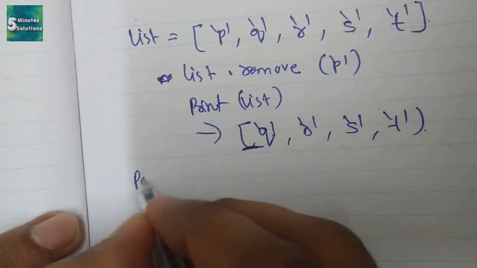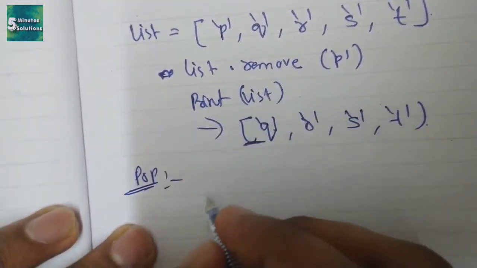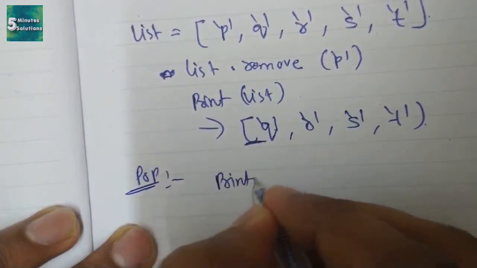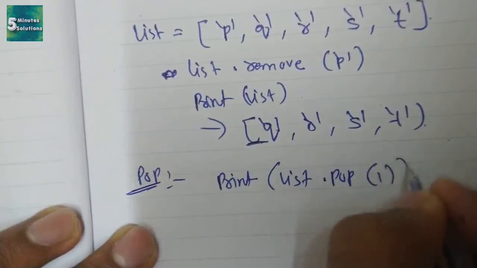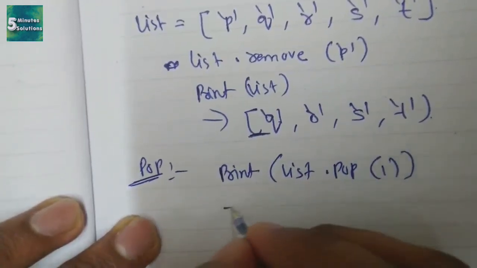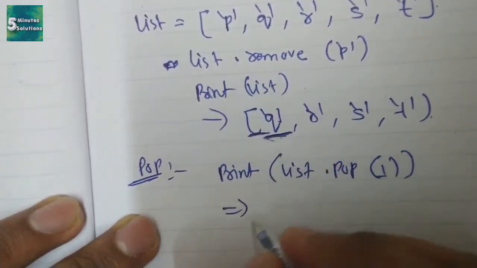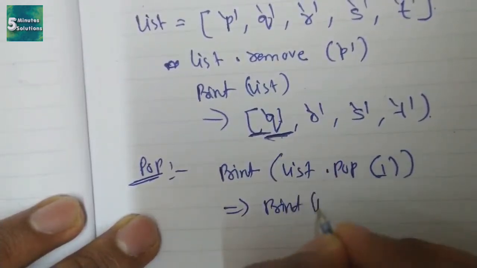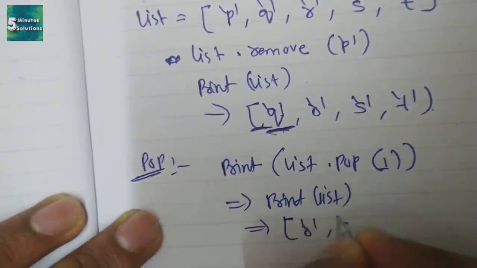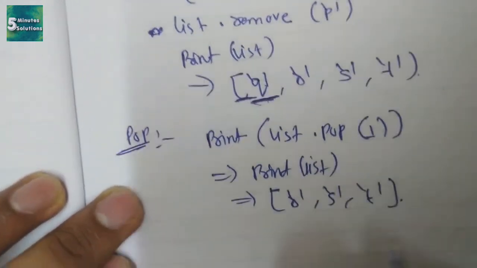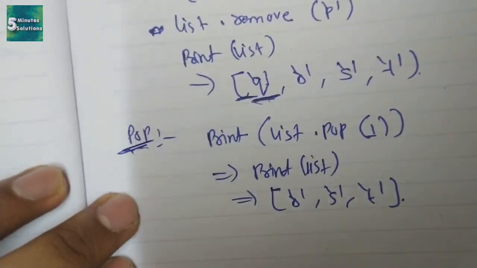And let's give an example of pop. For the same list, if you write print list.pop(1), then it will directly remove the first one. Now just write print list, then it will give you the output as R, S and T. This is how we use remove and pop functions in lists.